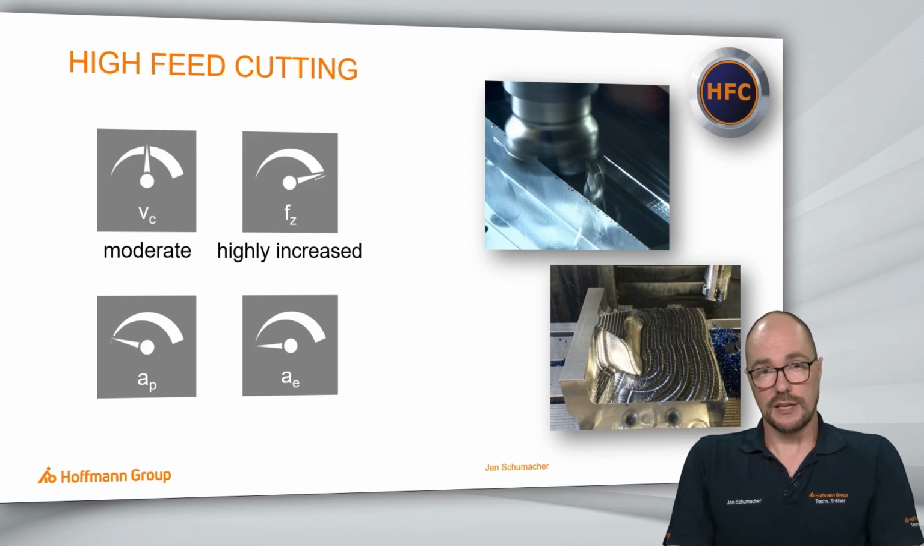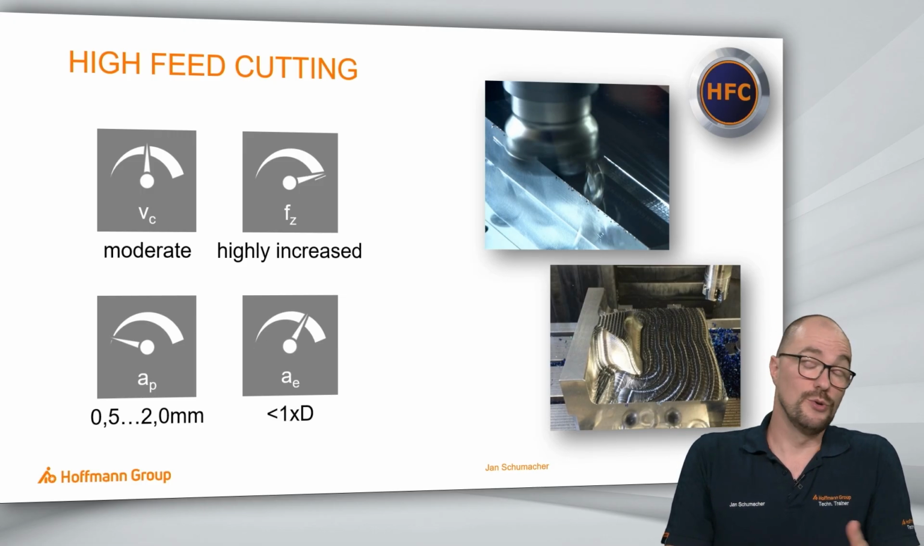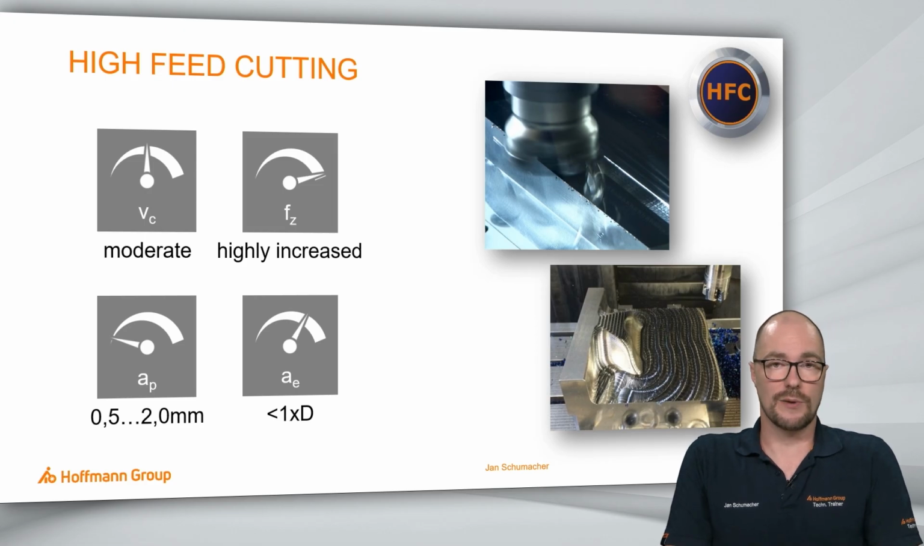In addition to that, we operate at a cutting depth of only about 0.5 up to 2 millimeters. This is somewhat the range that has established. Cutting width is usually or recommended less than 1 times D. Those tools can mill a full slot. This is not very problematic, but to achieve most of the tool life, we recommend not exceeding 80% of the tool's diameter as radial infeed.